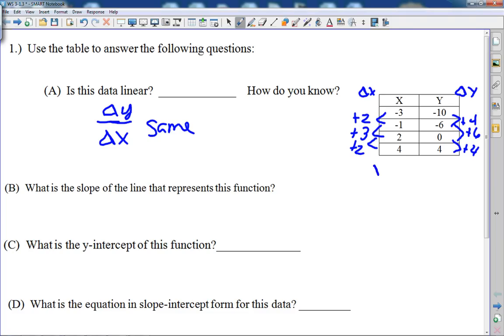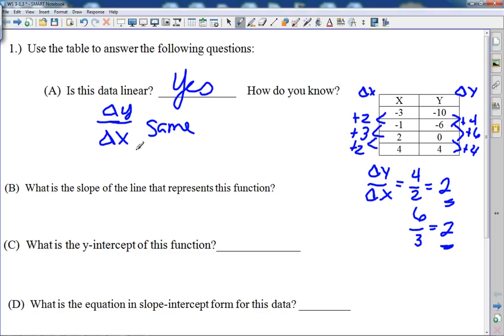So now I'm going to do delta y over delta x. 4 over 2 is 2. 6 over 3 is 2. See how these are the same? So yes, it is linear because delta y over delta x is the same. Or you can write that the slope or the coefficient is consistent.